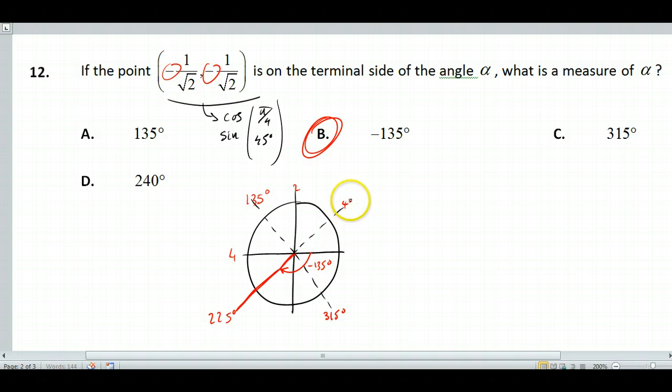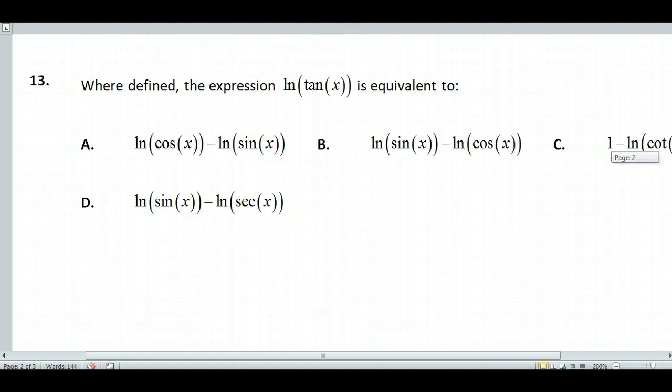Here, let me write them quickly for you. This is 45, 135, this is 90, 0, this is 180, 270. Yeah, that's it. Okay. All right. I think I'm almost done with the first section here.